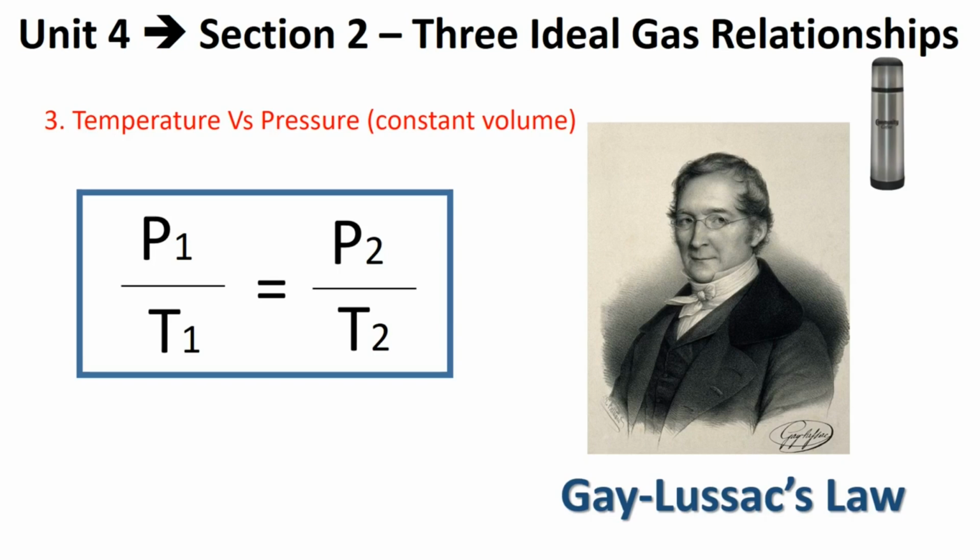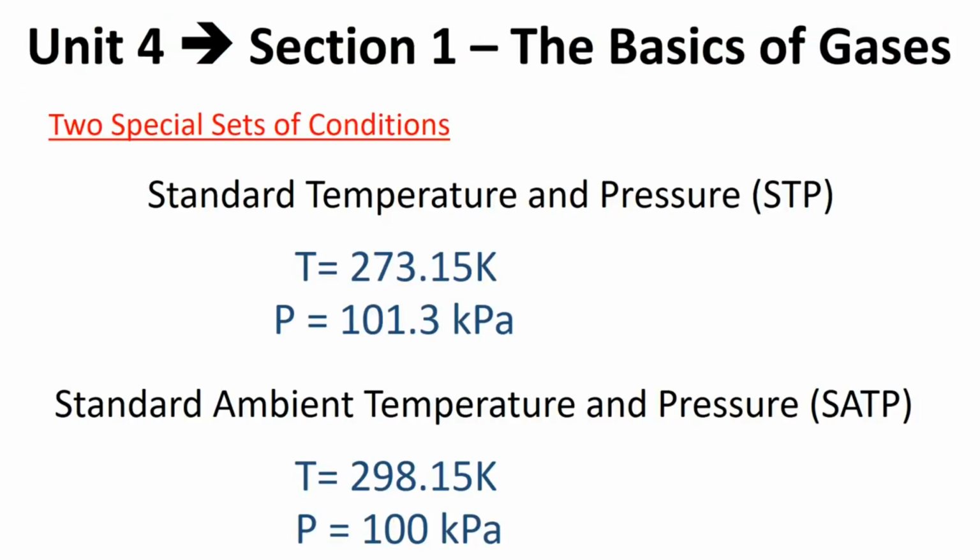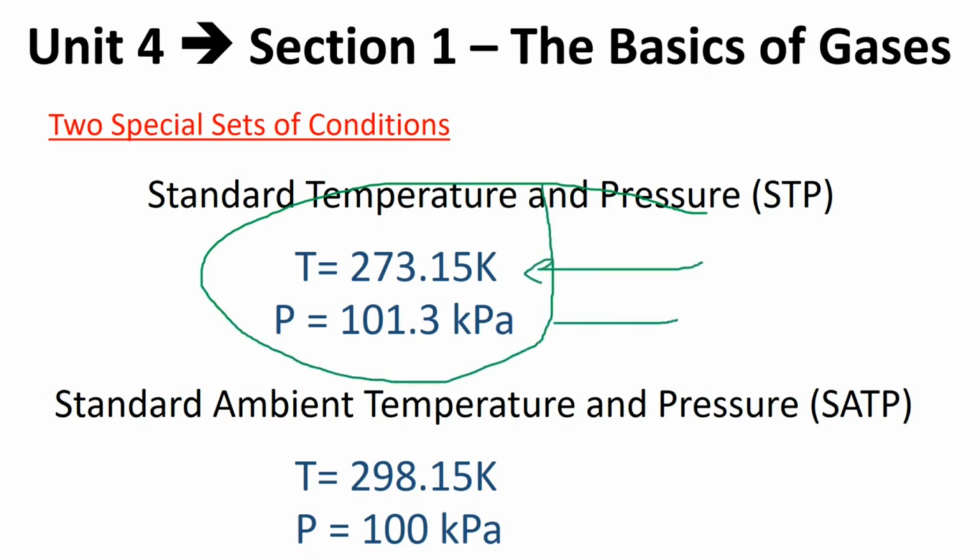There's a nice little wrinkle I can throw into this next and final example problem here. So a thermos is at STP. Determine the pressure that the system will exert at 150 degrees Celsius. So noted, it's not converted. Now STP, we've talked about this before. That was something we learned in the first section. That's a set of conditions. So here's the slide from the first section, and there are the STP conditions. So we know that that's our temperature and that's our pressure as we proceed. This question is not about SATP, so we won't worry about these two in this question.